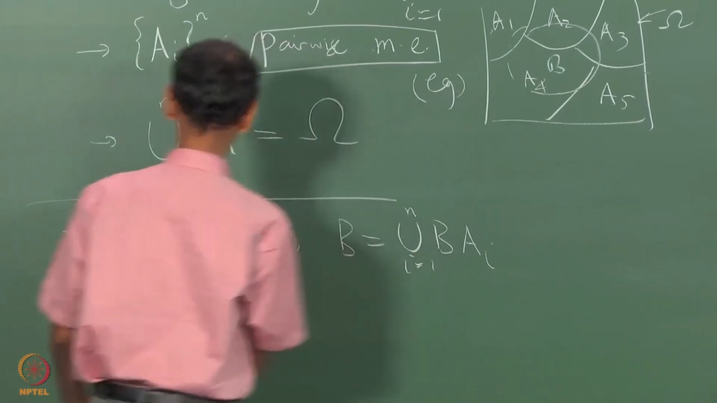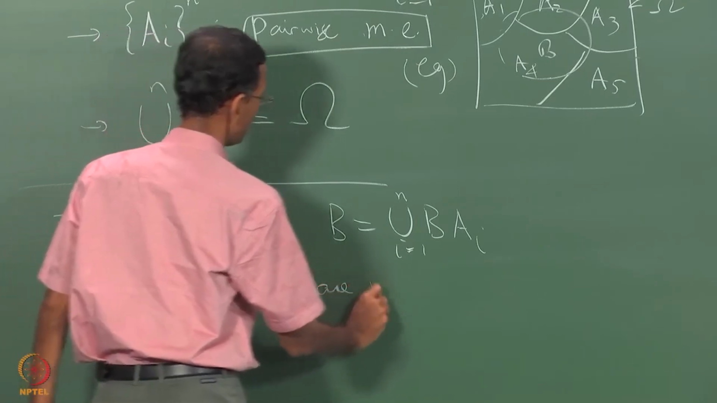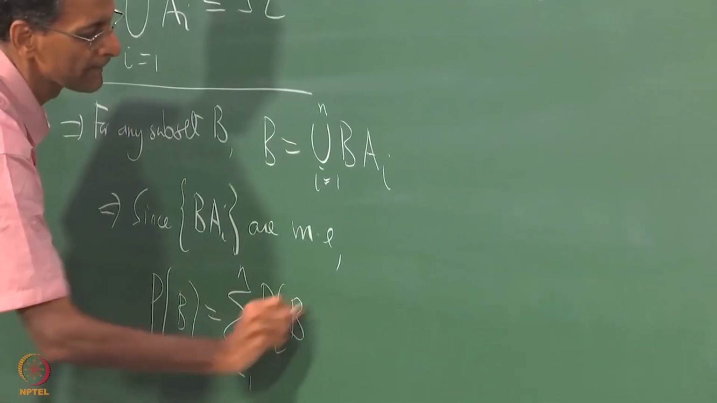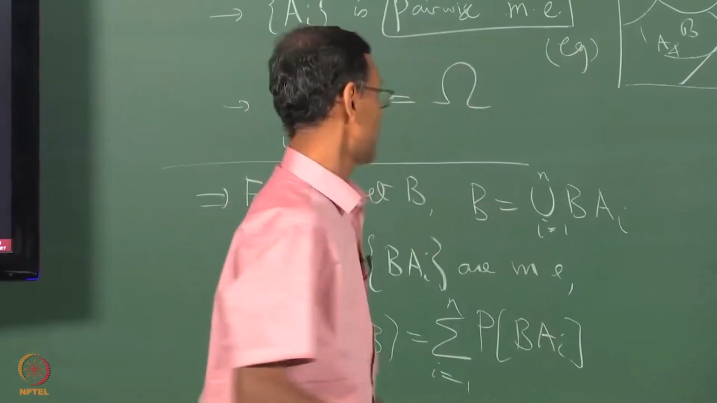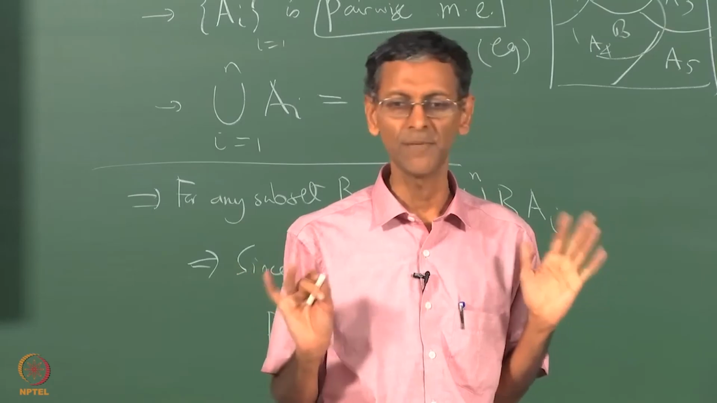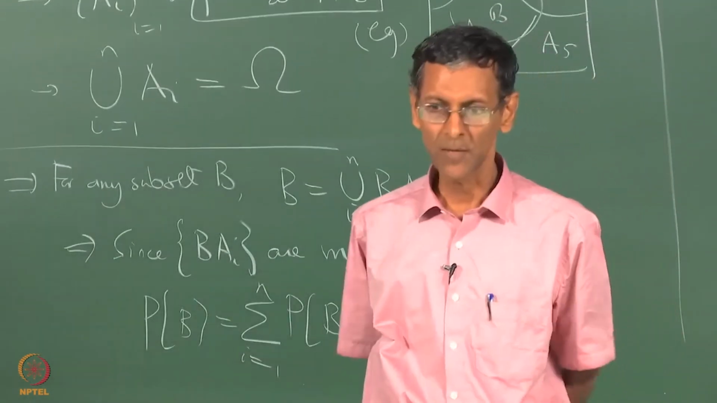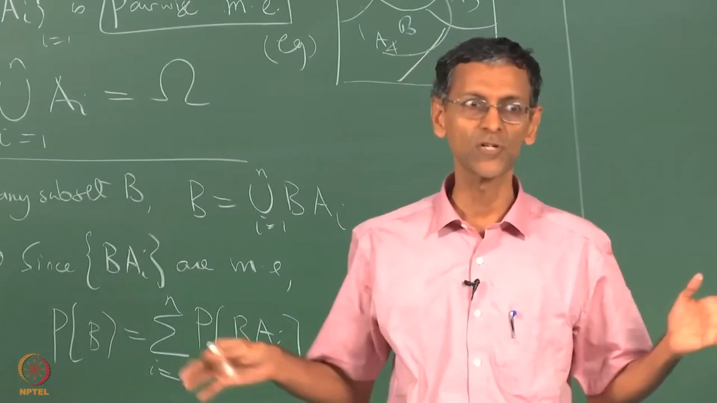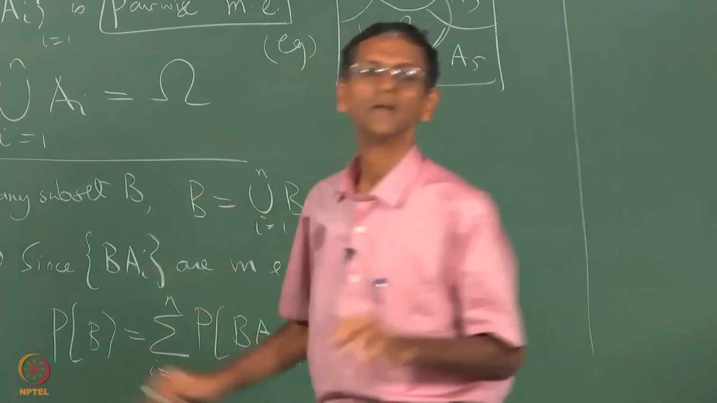Therefore, since the B intersection Ai are mutually exclusive, the probability of B is now the summation of P of B intersection Ai, using our additivity formula. So this rule, which I am stating formally, I am not going to do any examples right now, but you should be able to relate the later examples to this result. Right now we are just concentrating on writing down some intuitive and useful results, which we will later expand using examples. For the time being I am just running through some results.